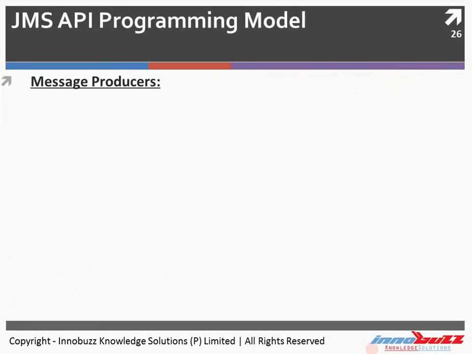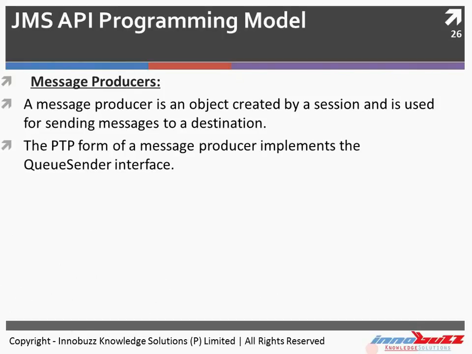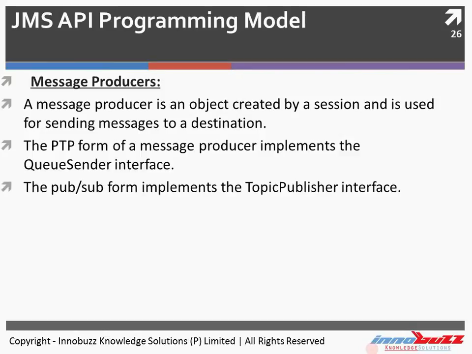Next step is the message producers. A message producer is an object created by a session and is used for sending messages to a destination. A point-to-point form of message producer implements the queue sender interface. A publish or subscribe form implements the topic publisher interface.